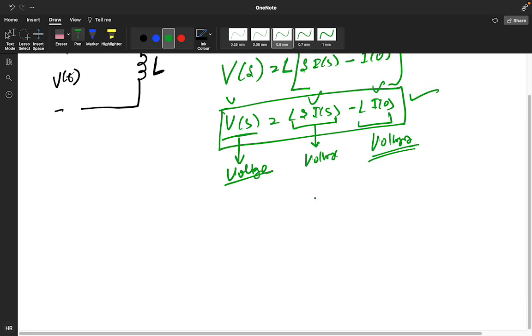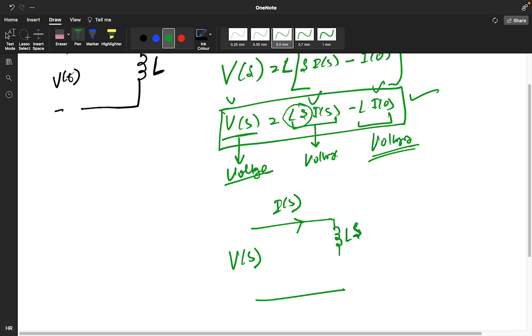So how can you make the circuit? You are getting V of S, right? And what current is supplying? I of S current is supplying. So I of S current is multiplying with what? Ls. So I am writing here Ls, and I am getting here a minus Li of 0. I am writing like this: negative, positive. I am writing like this: Li of 0. This is your initial current.